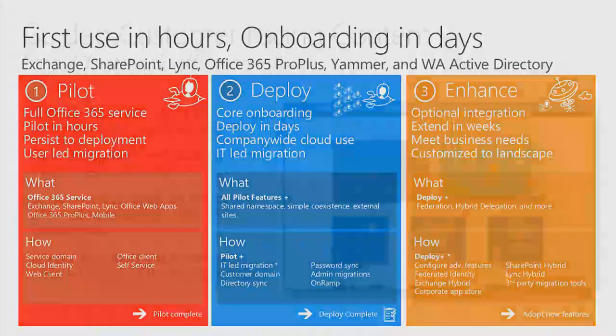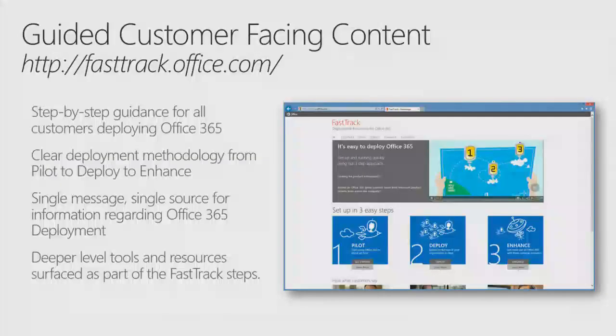And all of this is available on fasttrack.office.com. This is our public-facing guidance. You can see it's pretty to the point. Pilot, deploy, enhance. Every single step. Consider this the deployment document that you need to move from where you are today with nothing, or maybe you've not ever tried Office 365, all the way into a production scenario within your organization.